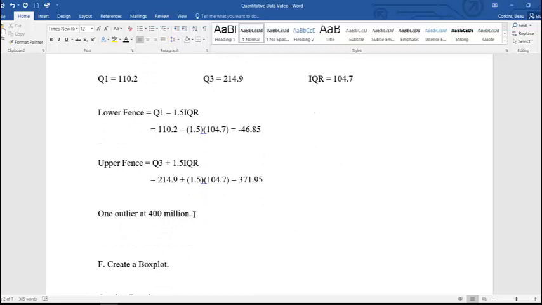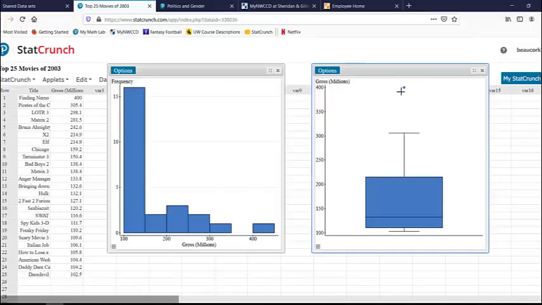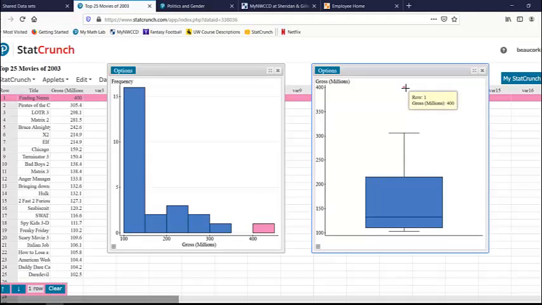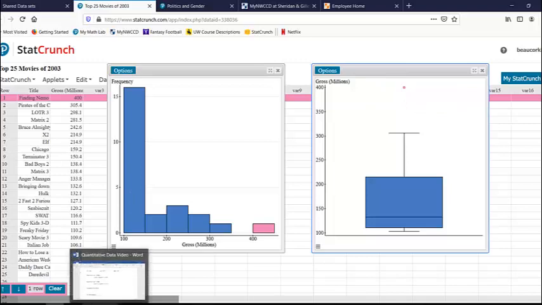So we can clearly see we have one outlier at 400 million, both because it is outside this upper fence and it is visually displayed right here. All right, by hovering over it, it says it's the value in row 1, 400 million. It identifies it on both the box plot and using this calculation, which is known as the outlier rule.